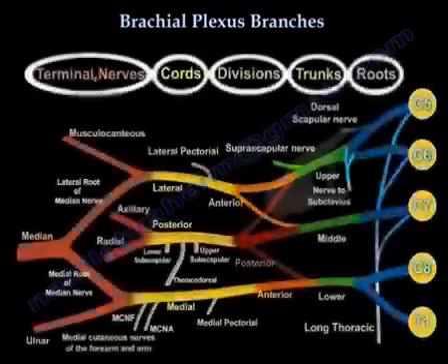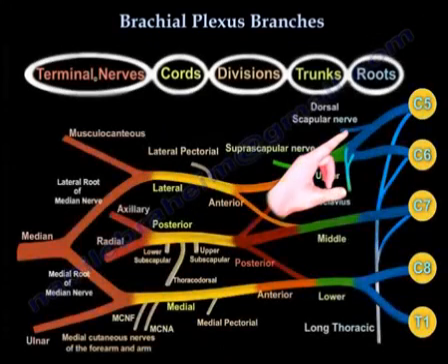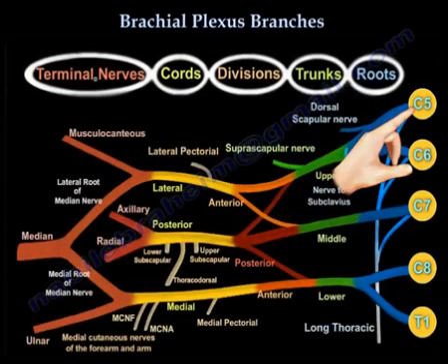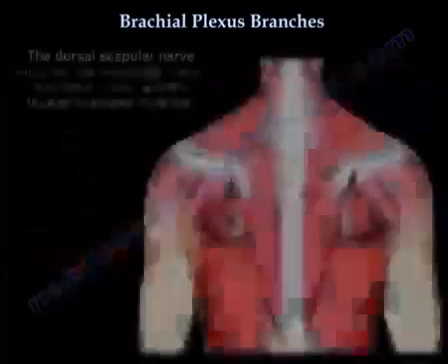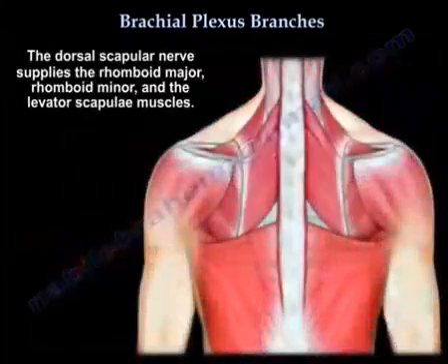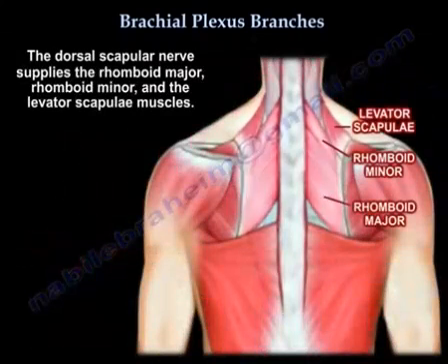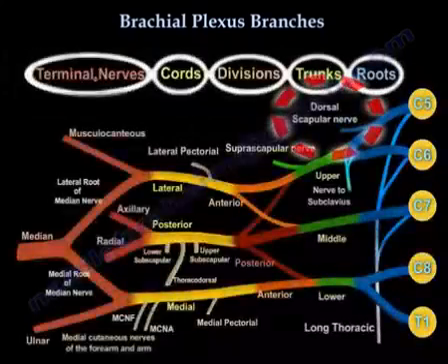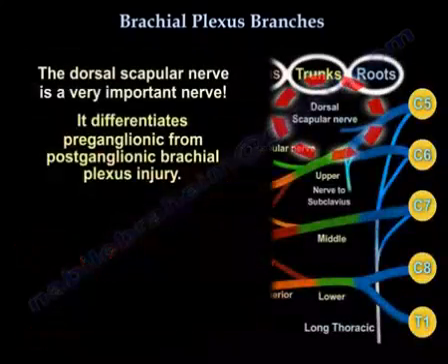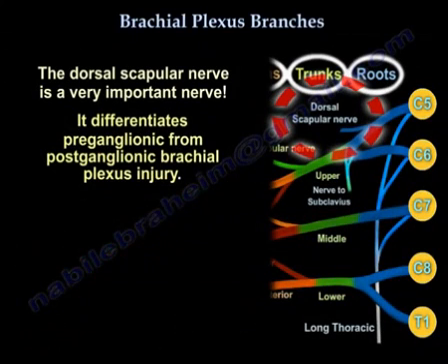Another branch is the dorsal scapular nerve. It comes from the C5 nerve root, and it supplies the rhomboid major and the rhomboid minor. This is a very important nerve. It differentiates preganglionic from postganglionic brachial plexus injury.